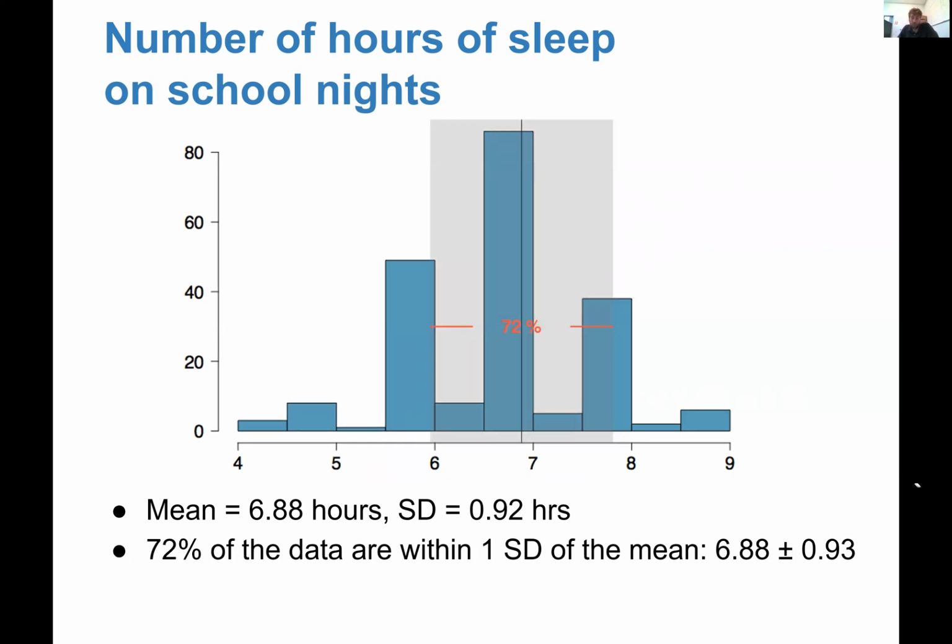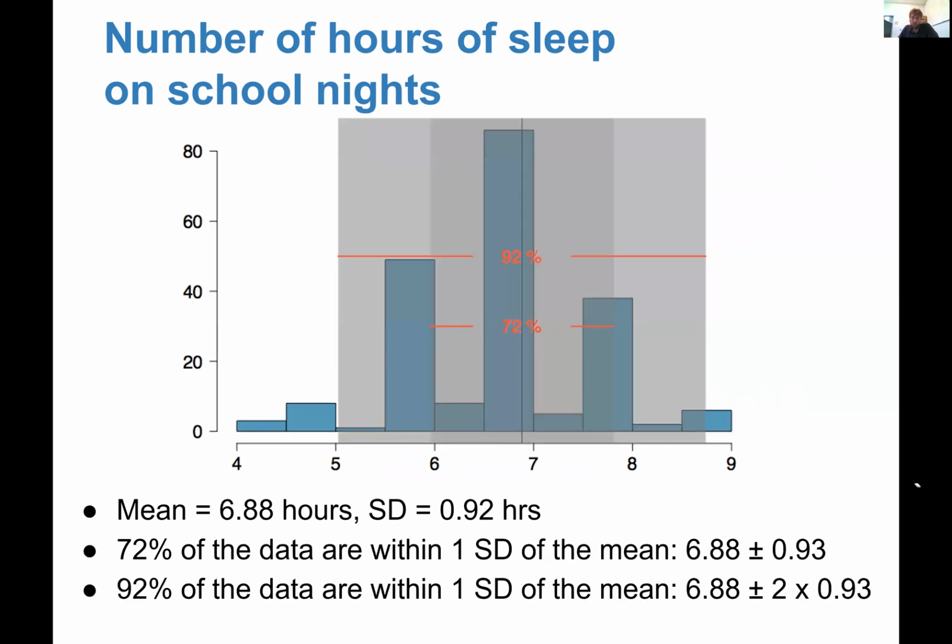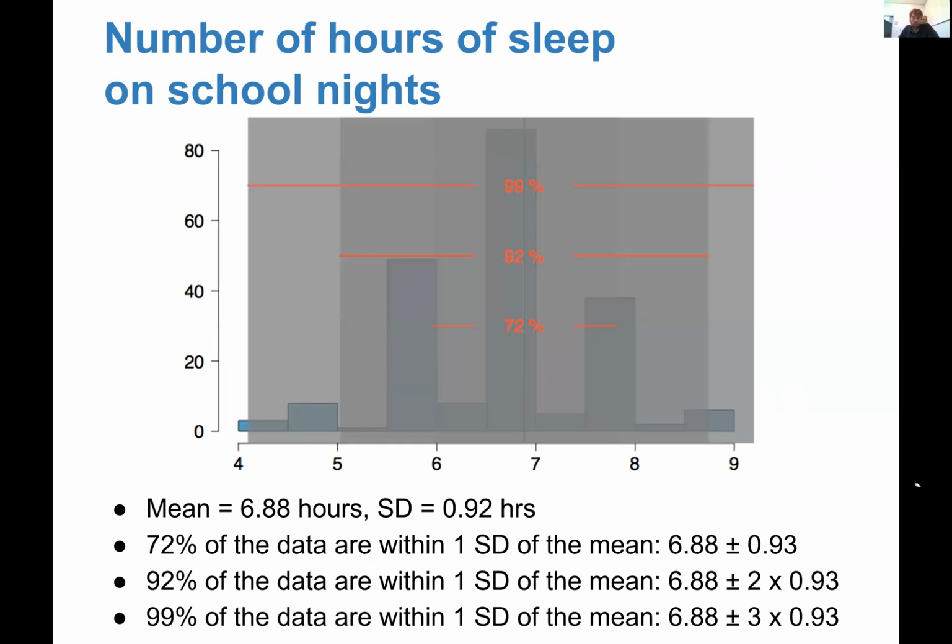Then 72% of the data are within one standard deviation of the mean, 92% are within two standard deviations, and 99% are within three standard deviations. That should be 1, 2, and 3. Sorry about that. I'll fix that typo. So it's nearly normal. It's off a little bit, but it's close.